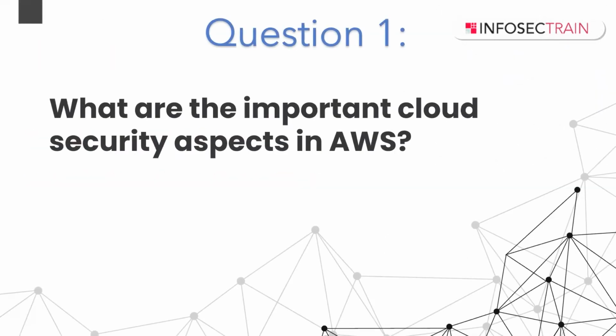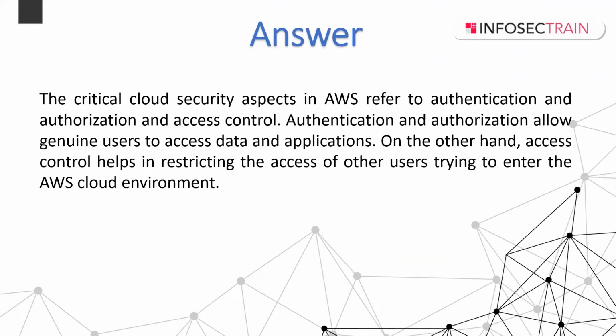Important cloud security aspects in AWS. The critical cloud security aspects in AWS refer to authentication and authorization and access control. Now team, authentication and authorization allow genuine users to access data and applications. As we know, authentication is just you need to give username and password and verify that you are a genuine user, and authorization is the level of access that we have provided. So we can use authentication and authorization so that the person can have appropriate access. On the other hand, access control helps in restricting the access of other users trying to enter the AWS environment.